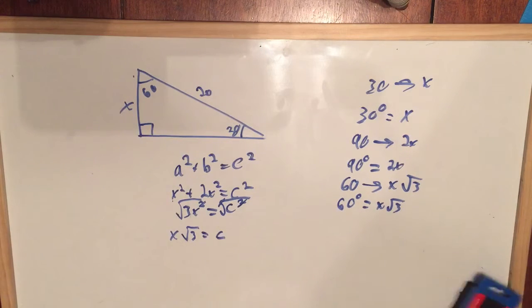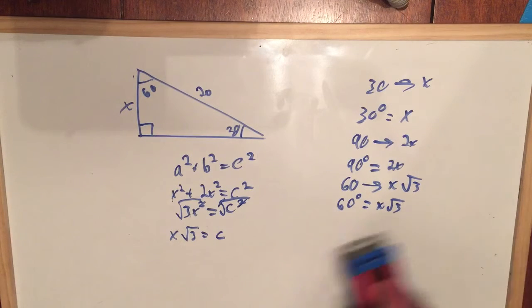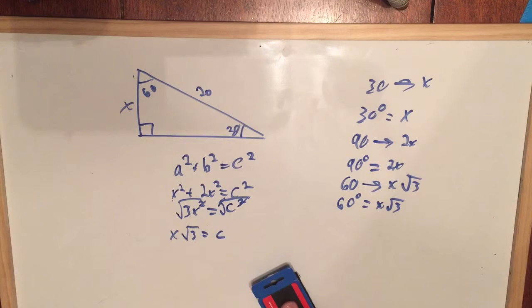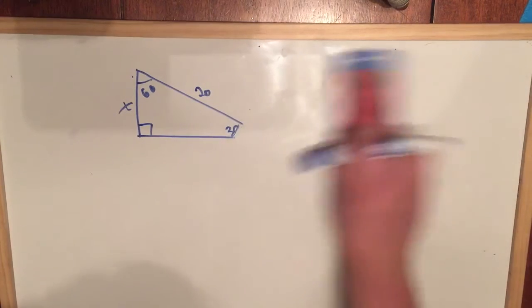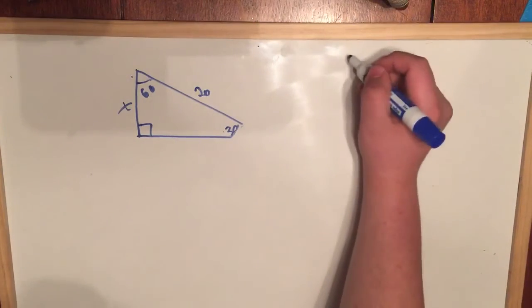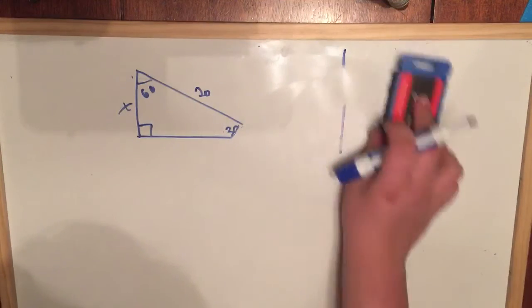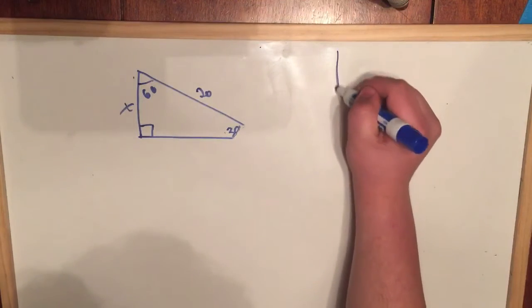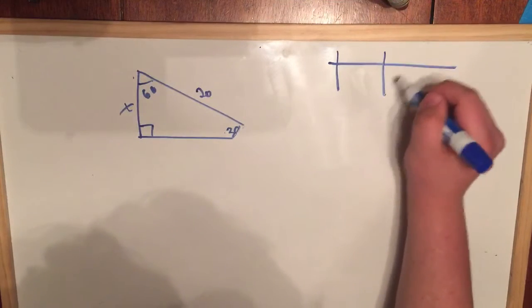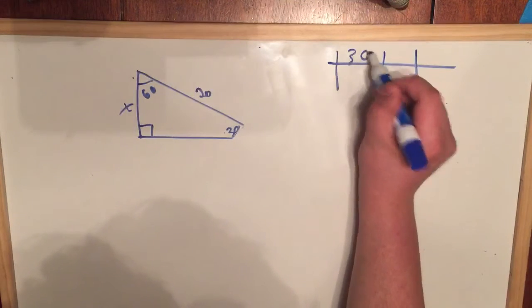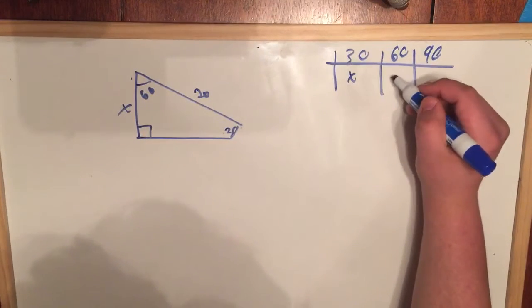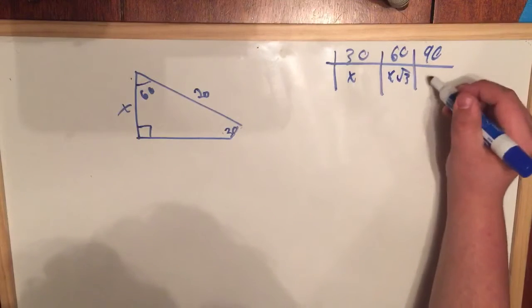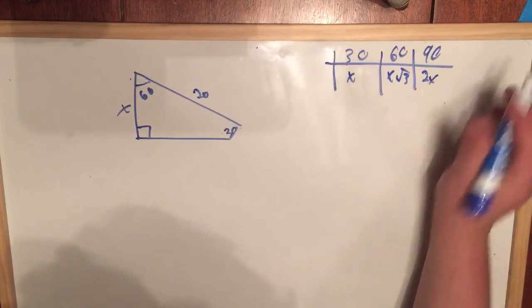You're going to be using that throughout the whole entire thing, and I've done this several times, so I was going to turn it in my head. So now that we have that, I'm going to go into other complicated stuff, but first I'm just going to rewrite that. I'm going to write this into a chart so that we actually have it off to the side. So we have our 30, 60, and 90. This is going to be x, this is going to be x square root of 3, and this is going to be 2x.